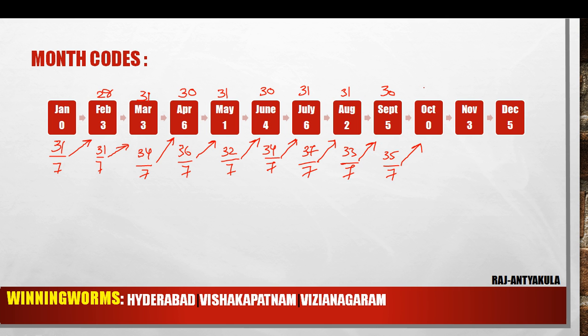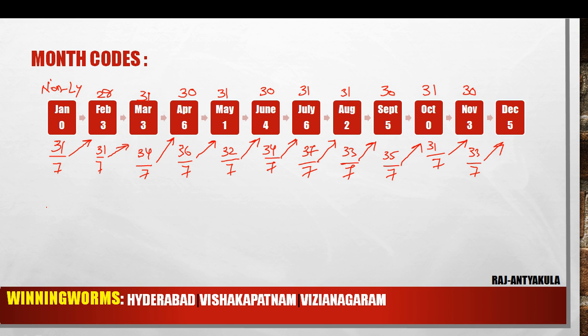Now October has how many days? 31 days. So 31 plus 0 is 31. Divided by 7, what is the remainder? 3. So 3 is the month code for November. November has how many days? 30 days. 30 plus 3 is 33. When 33 is divided by 7, what is the remainder? 5. So 5 is the month code for December. Okay. These are the month codes for non-leap years.